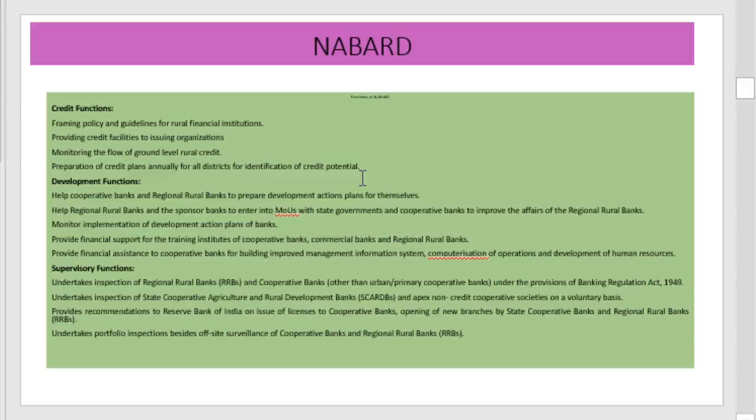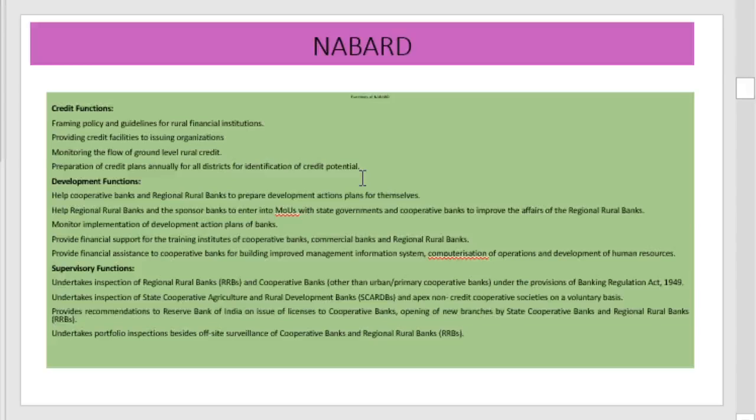Another one is to provide recommendations to the Reserve Bank of India on issues of license to cooperative banks, and opening of new branches by the state cooperative bank and regional rural bank. That is, they provide a recommendation, first to the inspection, and this is the recommendation to the RBI regarding the opening of branches, etc.